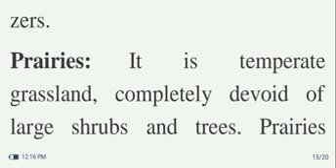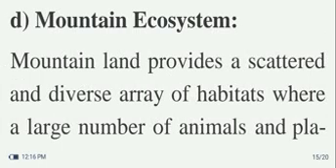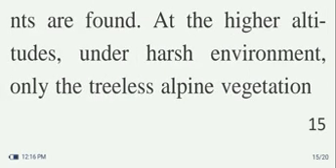It is temperate grassland completely devoid of large shrubs and trees. Prairies could be categorized as mixed grass, tall grass, and short grass prairies. Mountain ecosystem. Mountain land provides a scattered and diverse array of habitats where a large number of animals and plants are found.